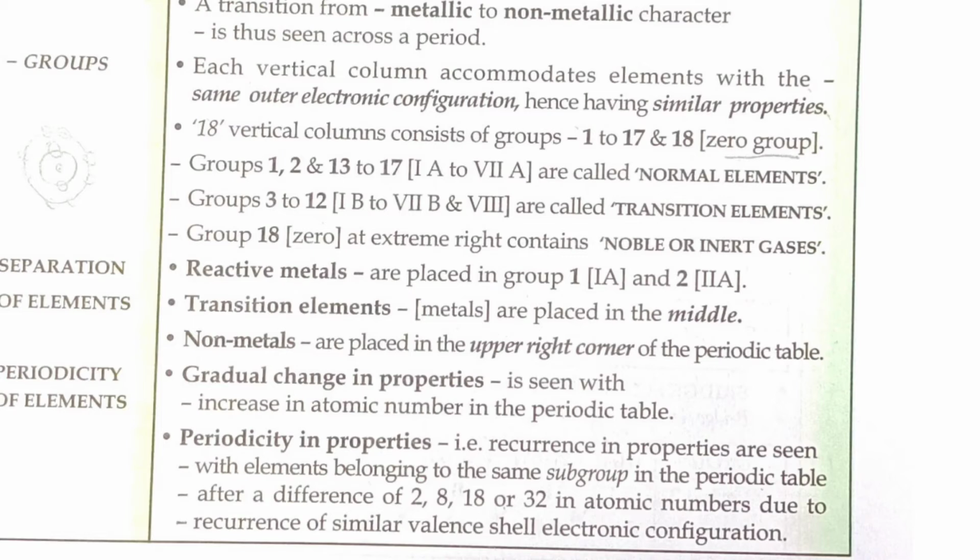Then in the case of groups, each vertical column, known as a group, accommodates elements with the same outer electronic configuration, hence having similar properties. The 18 vertical columns consist of groups 1 to 17 and 18 is the zero group. Groups 1, 2 and 13 to 17 are called normal elements that come under S and P block. So S and P blocks are collectively known as normal elements. Groups 3 to 12 are called transition elements. Group 18 is at the extreme right, contains noble or inert gases, so it is known as the zero group element.